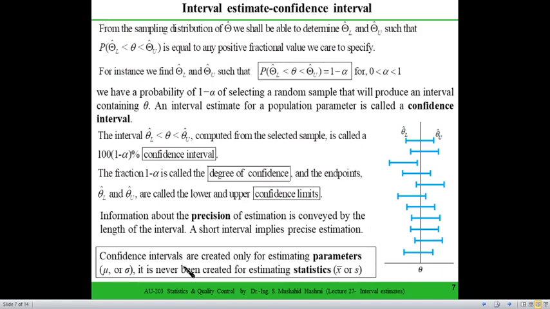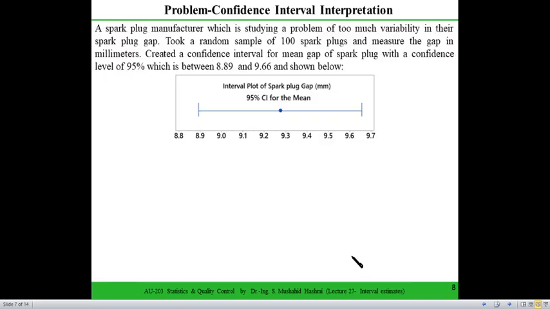So in a nutshell, confidence intervals are created for estimating parameters. Parameters are always from a population. So a confidence interval is always an estimator, and the particular values of those estimators are called estimates. So these confidence intervals are always generated from statistics. Statistics always deal with samples, whereas parameters always deal with populations.